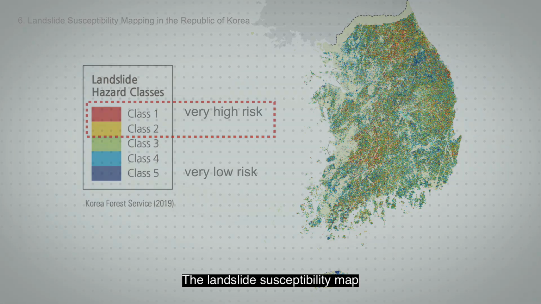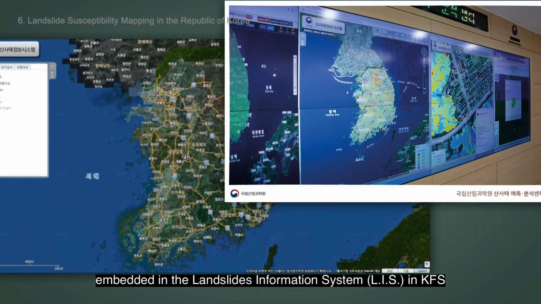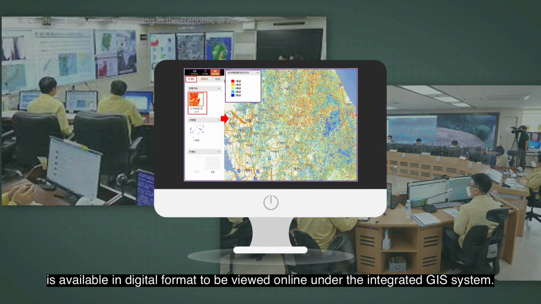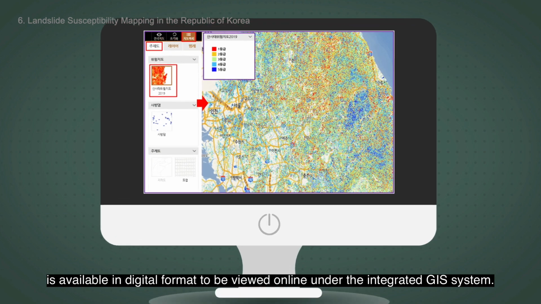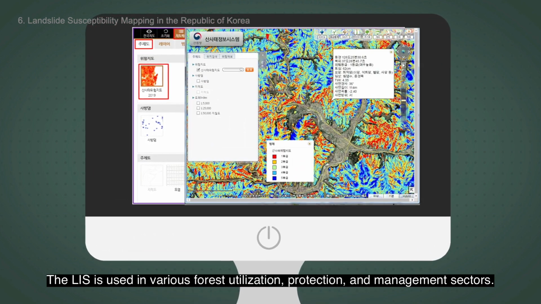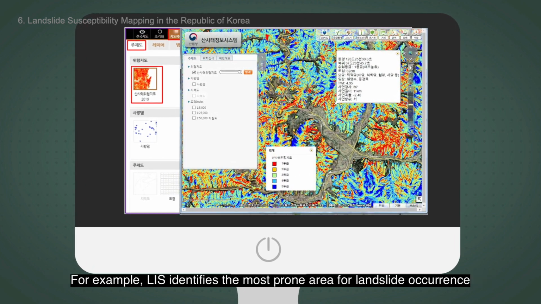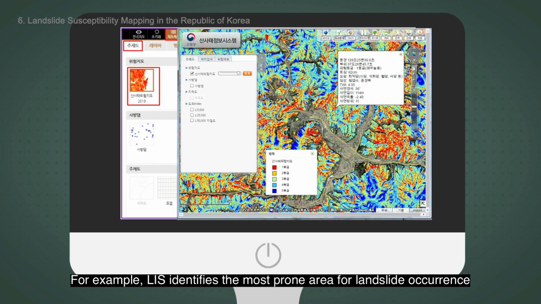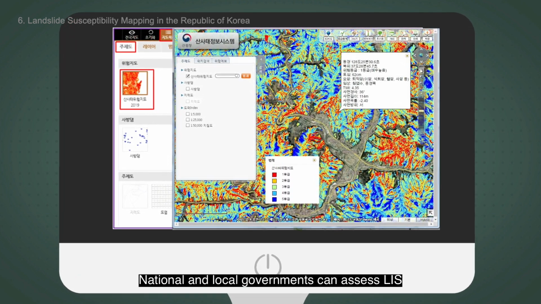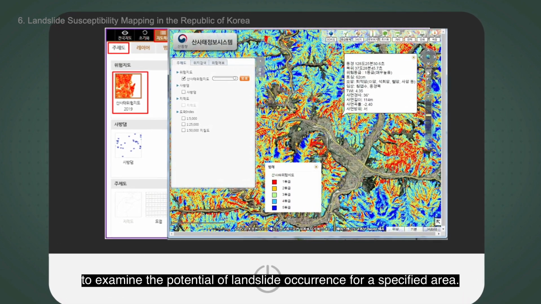The Landslide Susceptibility Map, embedded in the Landslide Information System, LIS, in KFS, is available in digital format to be viewed online under the integrated GIS system. The LIS is used in various forest utilization, protection, and management sectors. For example, LIS identifies the most prone areas for landslide occurrence during intense rainfall or typhoon. National and local governments can access LIS to examine the potential of landslide occurrence for a specific area.